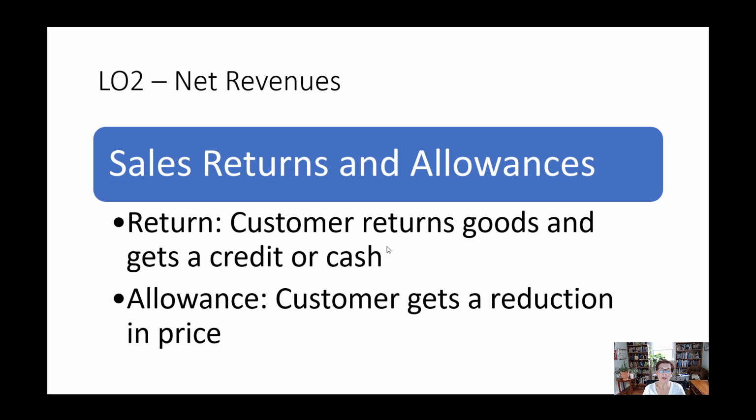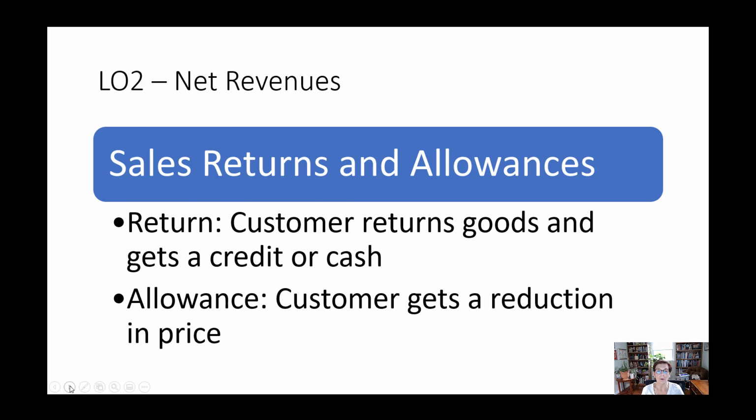So let's say your company shipped 50 blue t-shirts to another company, and they call up and they say, hey, we didn't order blue t-shirts, we ordered black t-shirts. So you say to them, all right, listen, keep the t-shirts, we'll give you a discount. All right, so the difference here is that the customer gets a reduction in the price, but the goods are not returned. Okay, so in the case of a return, the customer returns the goods, but in the case of an allowance, the customer does not return the goods.